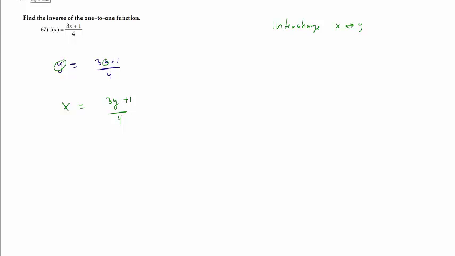And now I'm going to have to solve this for y. So solve for y, for my new y. I happen to have a fraction, so I will multiply both sides of my equation by the least common denominator to get rid of that. Or cross multiply if you like. So multiplying both sides by 4, I will have 4x is equal to, those will cancel, and so it's 3y plus 1.